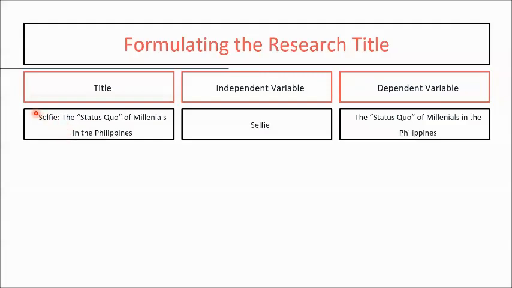Now, how are we going to explain this? So, when we say independent variable class, di ba, something that can stand alone. And the dependent variable is something that depends on the independent variable. Now, when we say status quo of millennials in the Philippines, what do you mean by status quo? Anybody? What do we mean by that? You can answer in Tagalog, don't worry.